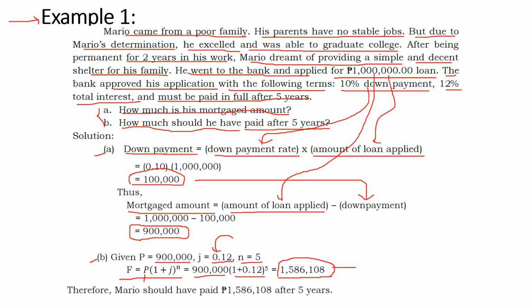So this will be the amount, or the future value, that Mario needs to pay after 5 years. Therefore, Mario should have paid 1,586,108 pesos after 5 years. And that will be our final answer for letter B.